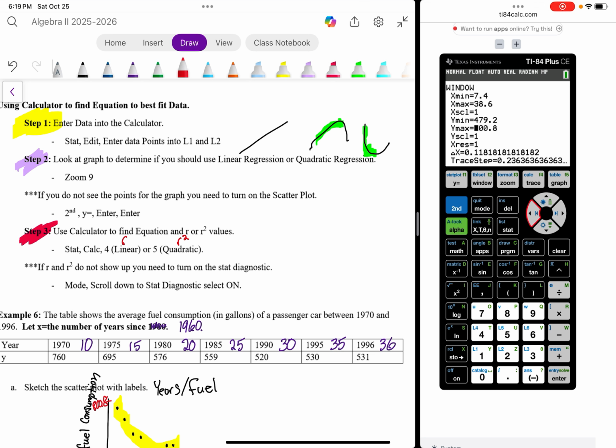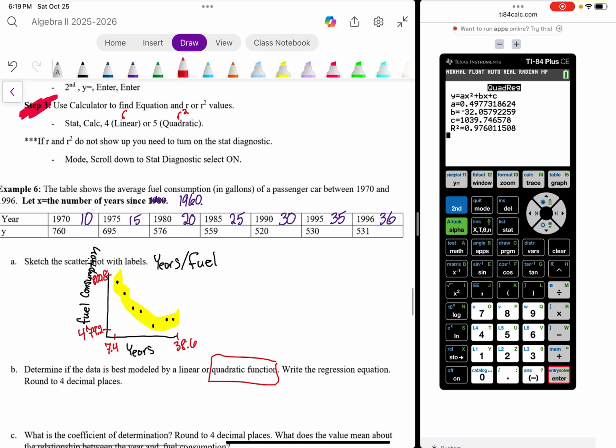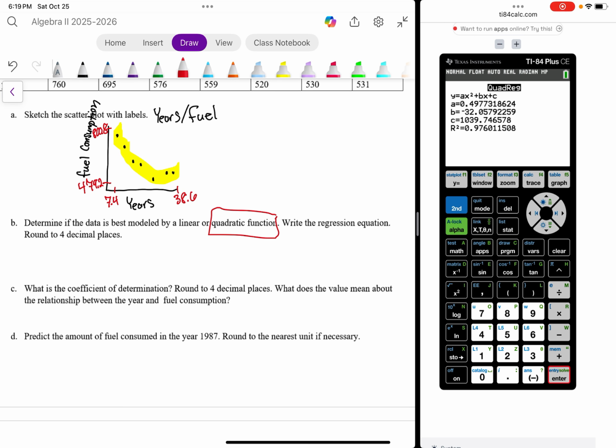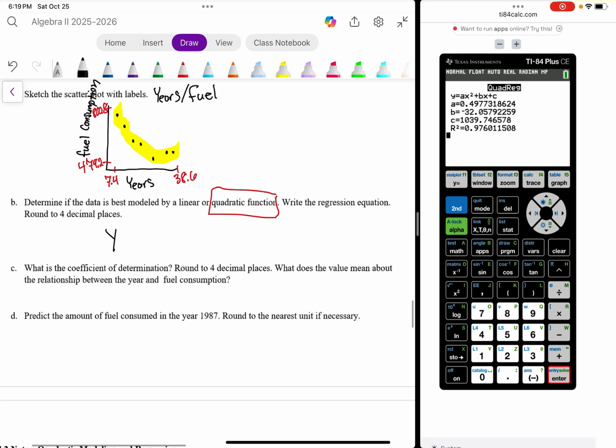So to do that, we hit the stat button. We go over to calc on the top, so now calc is highlighted, and number 5 is quadratic, so we can push the 5 button. And we're going to calculate this, and now it gives us our a, b, and c values. So we're going to round those to 4 decimal points in its equation.